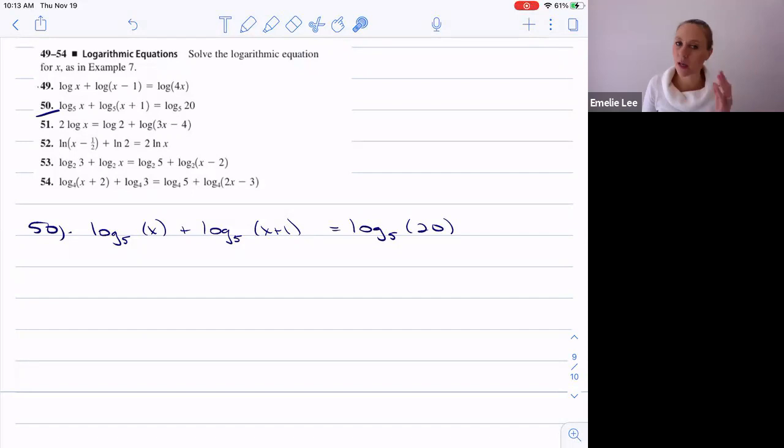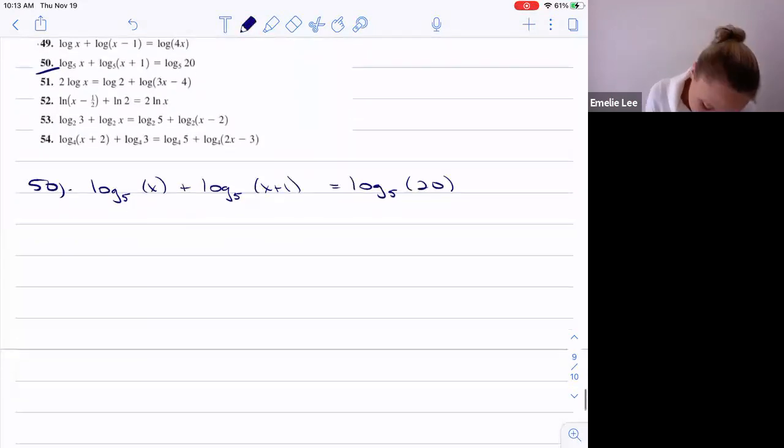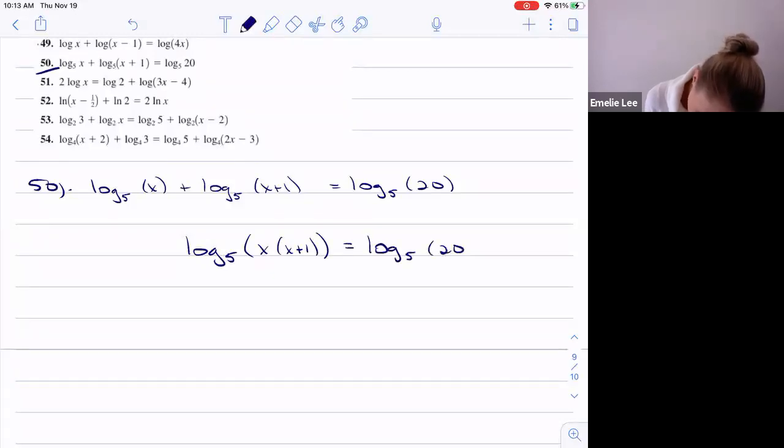First thing I'm going to scan: do I have logs of the same base here? Yes, I do, so I know the log laws are available to me. I'm going to combine everything on the left-hand side. Because I'm adding logs of the same base, I can smush them together by multiplying inside that log. So here I get the log base 5 of x times x plus 1, which is the log base 5 of 20.